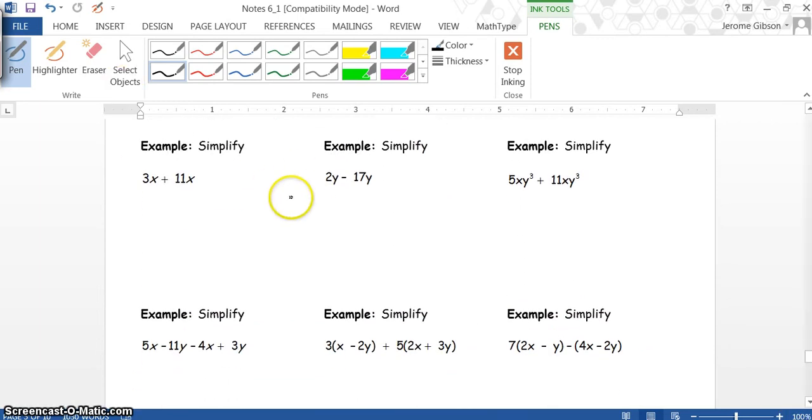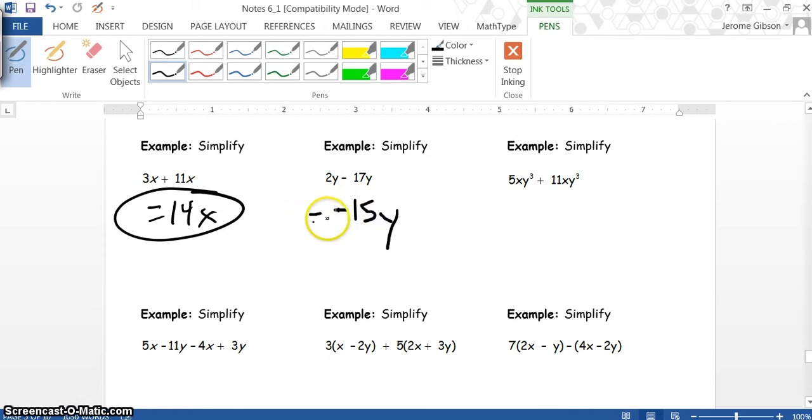Now we want to simplify these questions here. It says simplify 3x plus 11x. Both of them have the same variable and they're taken to the same power. So we can add both of these and this will give us 14x. 2y minus 17y. They have the same variable taken to the same exponent. So we can subtract them. 2 minus 17 is negative 15. And you also bring down your variable.